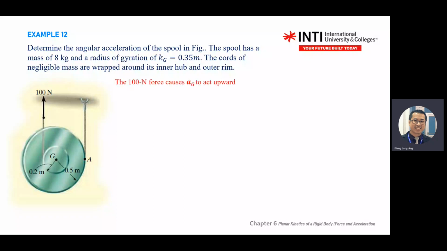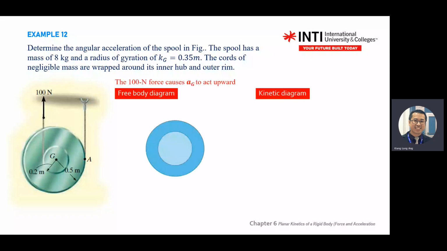Okay, how to find? If you pull this one out, what happens to G? What happens to this point? If you pull this one out, where is the acceleration? Goes up, right? If you pull this one, you focus on G. If you stand at G, you feel that you are actually moving up. So the acceleration moves up here. Right. So free body diagram, kinetic diagram.